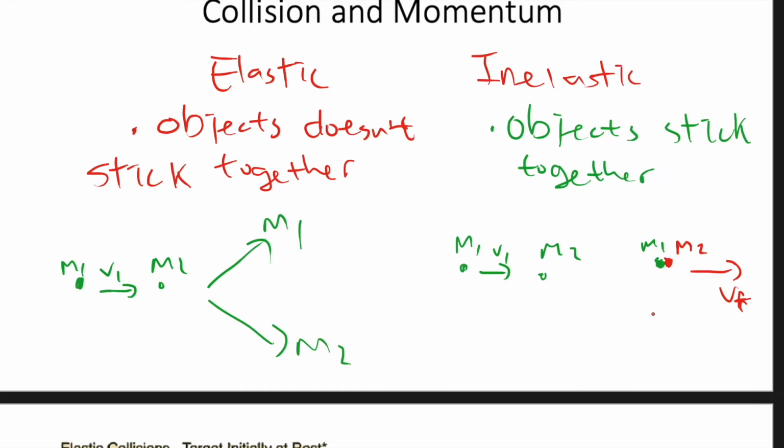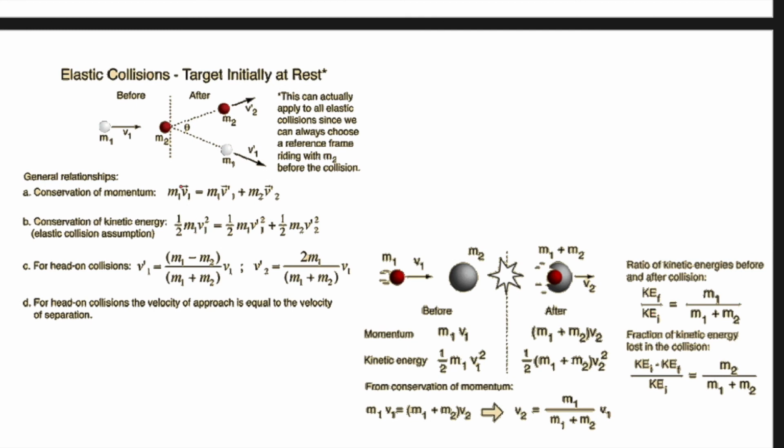For both cases, momentum is conserved. You haven't learned kinetic energy, but it's good to know that for collisions, the total momentum is conserved, but kinetic energy is not always conserved. So let me write it here. First, let's talk about elastic collision.